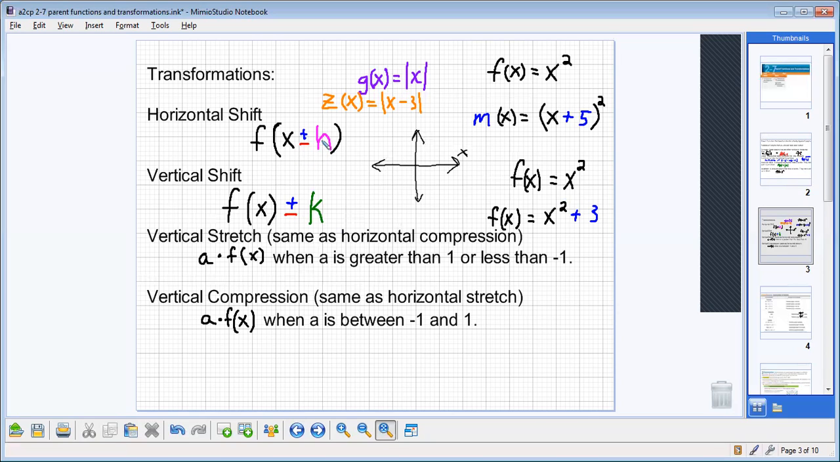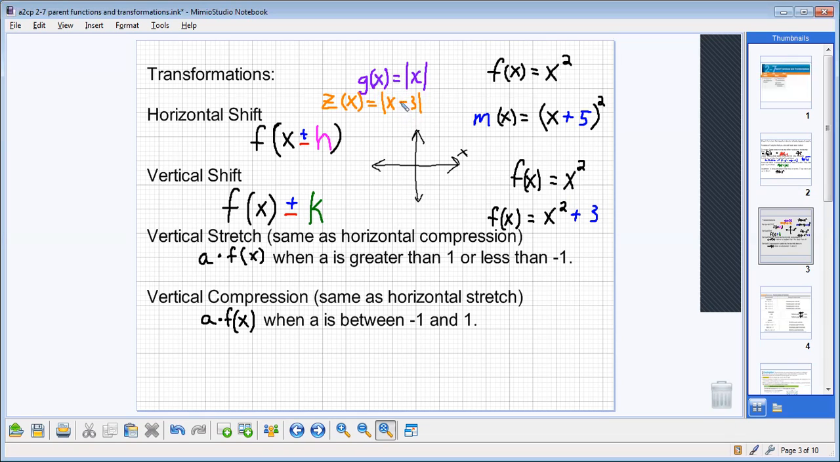If we add a value with x, then it's going to move it left. And I know that's counterintuitive. If we subtract it, then it's going to move it right. So looking here, we have g of x, the parent function for absolute value, equals the absolute value of x. And then we have function z. Well, function z would be moved 3 units to the left. 3 units to the right. That was wrong. 3 units to the right. Even it gets confusing sometimes whenever we look at that minus. So it's 3 units to the right.